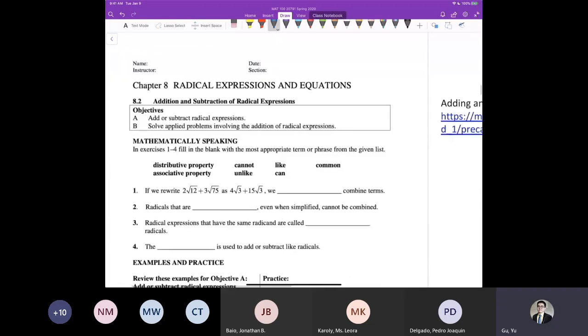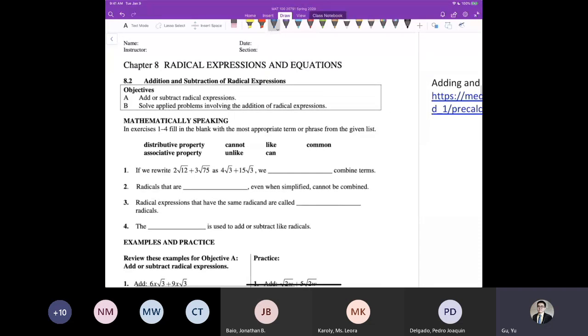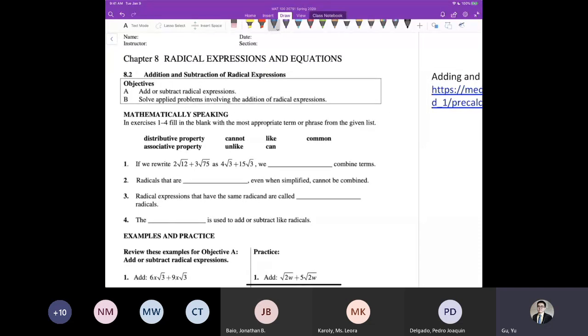Now, next section, 8.2, is addition and subtraction of radical expressions. When we add or subtract radical expressions, it's just like how we add or subtract algebraic expressions. You need to make sure they have like terms. In this case, we're not talking about the same variable. We're talking about the same radical part. If they have the same radical part, then we add them.